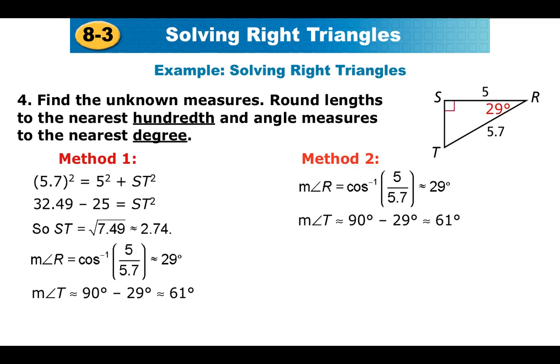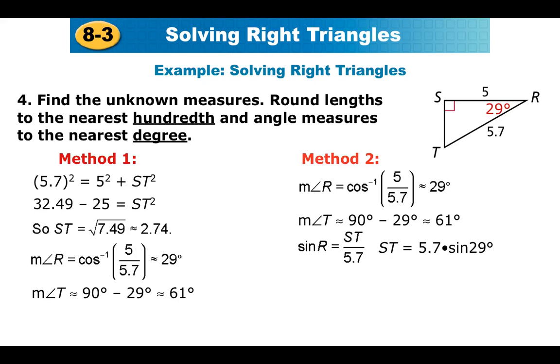The way that I'm going to find ST is by using one of the trig ratios. And in this case I'm going to use sine. So this is what I have if I use sine, and my reference angle is going to be 29 degrees. So sine of 29 degrees gives me ST over 5.7.